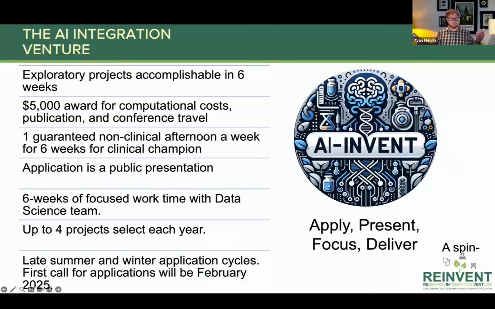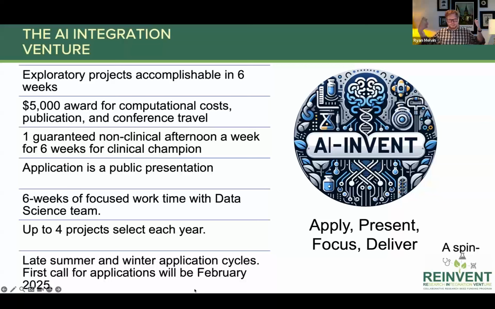That's all our team works on. Currently 3 people, about to expand. We give $5,000 for publication, travel, conference, if there's any computational costs. But I will say the computational costs are relatively low. I think the most we've spent building any tool was $500. And if you have a clinical champion on your project, they get 1 guaranteed non-clinical afternoon a week for 6 weeks. So we worked with the scheduling folks to make sure we can guarantee that. And we're picking up to 4 projects a year. The next call for applications will be in February 2025.